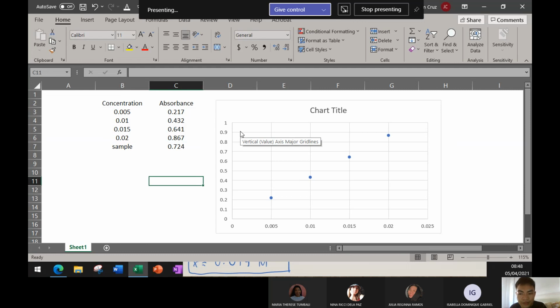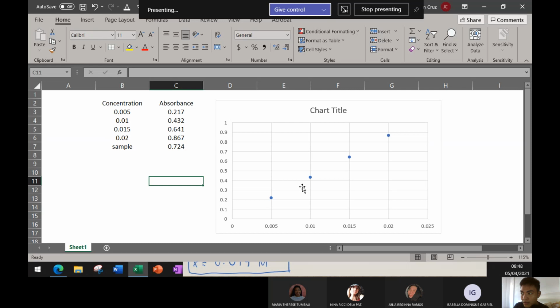So, nakagawa na ako ng curve. Nakagawa na ako ng plot. On the vertical axis, I have the absorbance. On the horizontal axis, I have the concentration. Okay. So, paano ako gagawa ng equation of the line dito? Mas madali. Gagawin mo ganito.